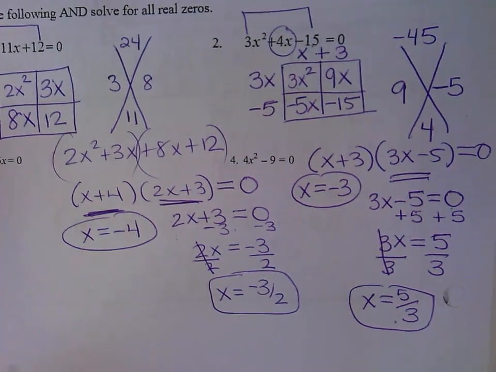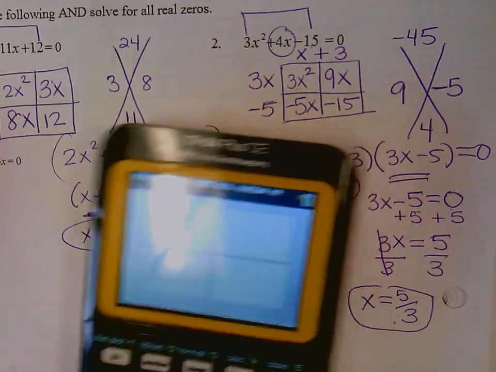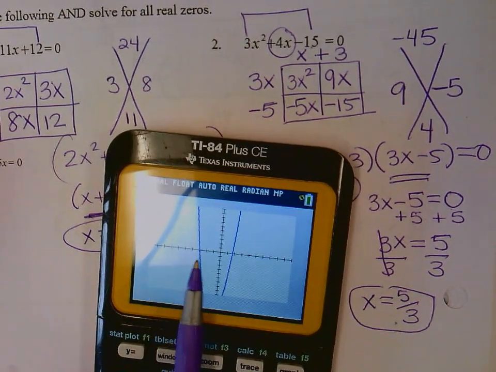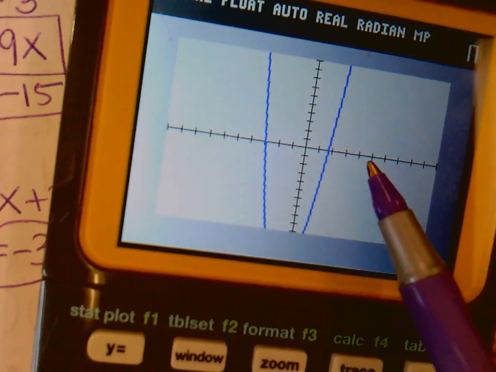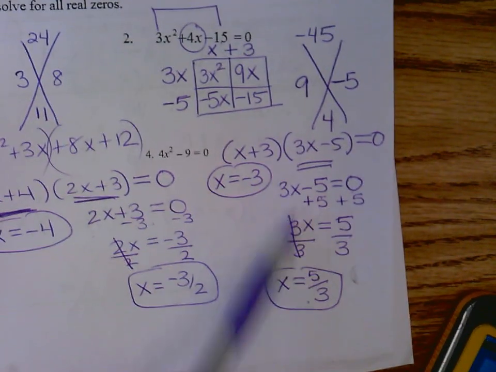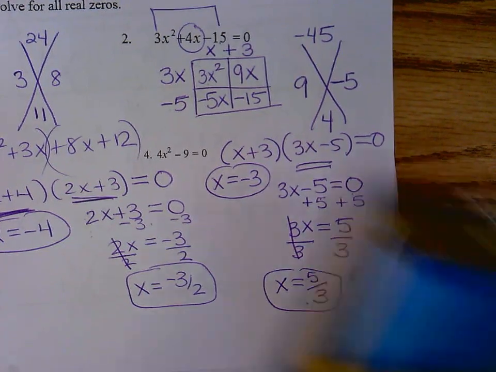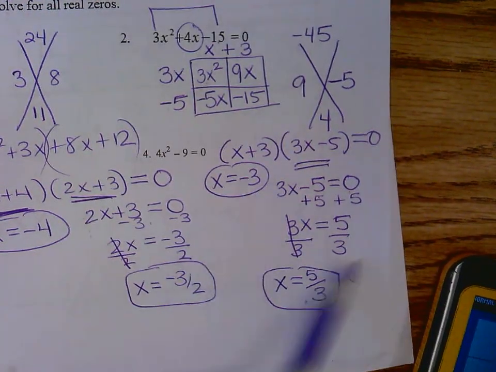I just want to show you on the graph of a quadratic, these are the x-intercepts. So 3x squared plus 4x minus 15. So this is the graph of number 2. There's one x-intercept right at -3. The other x-intercept is at 1 2/3. So the x-intercepts on the graph are the solutions that you're finding by factoring, right? Because at an x-intercept, the y value is always 0.